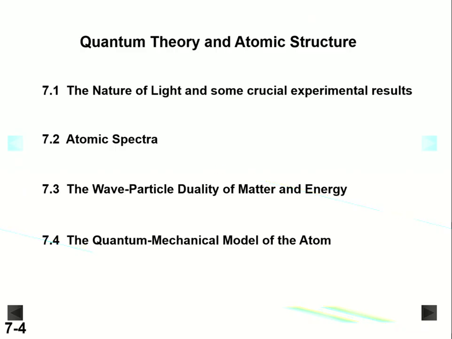So here's our overview for this video and the Chapter 7 videos that we're going to go through. This video will go through the nature of light and some crucial experiments that help us to understand the structure of light, the structure of electromagnetic radiation, and its interaction with matter. Then we'll continue on with atomic spectra and atomic structure, the wave-particle duality of both matter and energy, and then we'll finish up with a real basic, we'll call it quantum mechanical model of the atom.